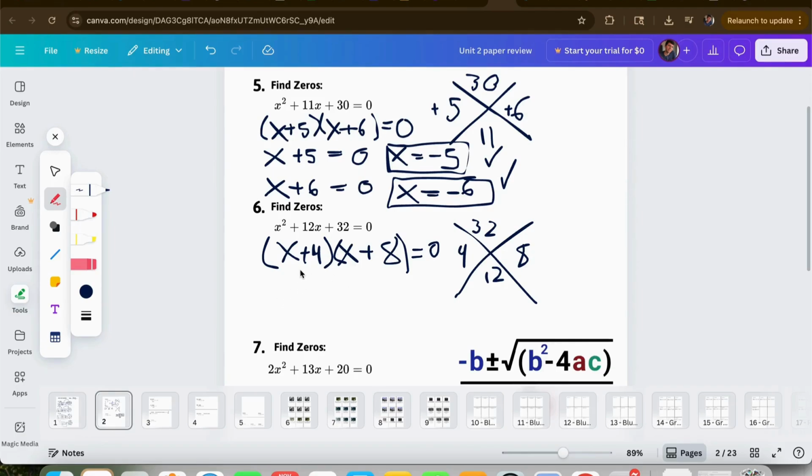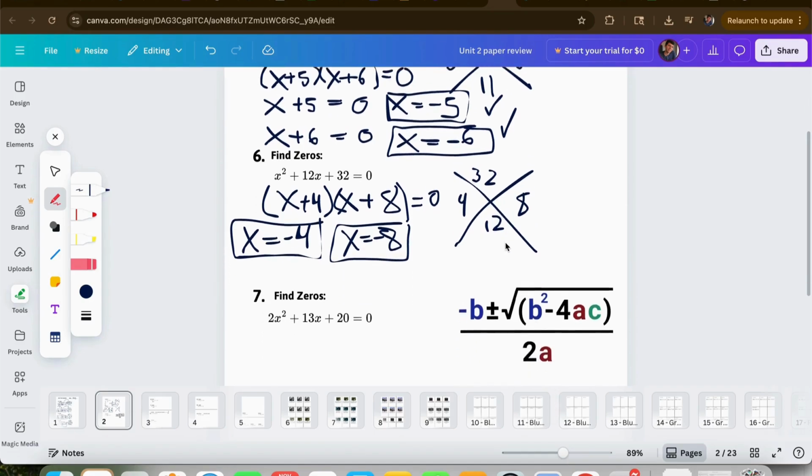zeros. Another way to phrase this, since I'm writing out x plus 4 equals 0 and x plus 8 equals 0, is just to ask what x value, when plugged in for this term right here, would cause this term to be 0. And the answer to that is going to be negative 4. Same way, what makes this equal to 0? Negative 8. Those are those 2 solutions.